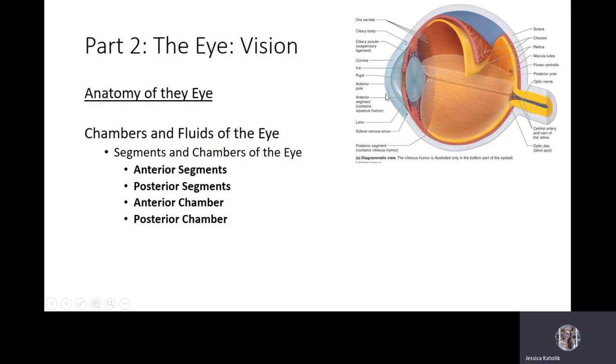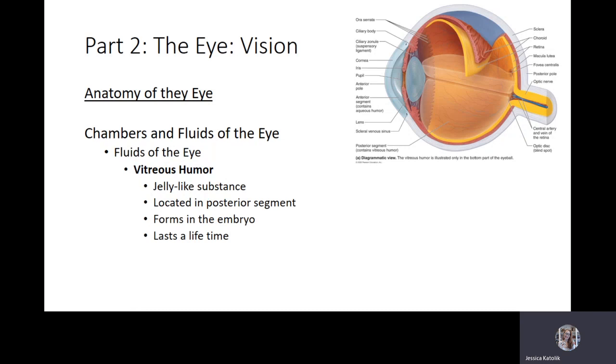The anterior segment can be further subdivided into chambers, and that is divided by the iris. In front of the iris, we're going to have the anterior chamber. And then over here between the lens and the iris, we have the posterior chamber. Those two chambers can combine to form the anterior segment.